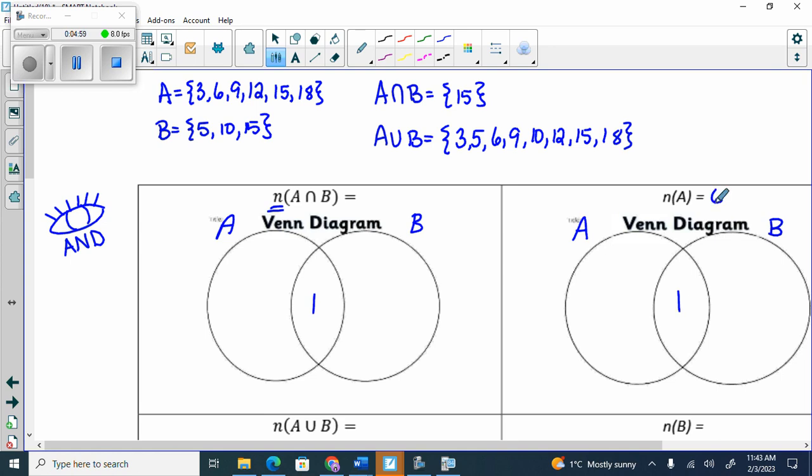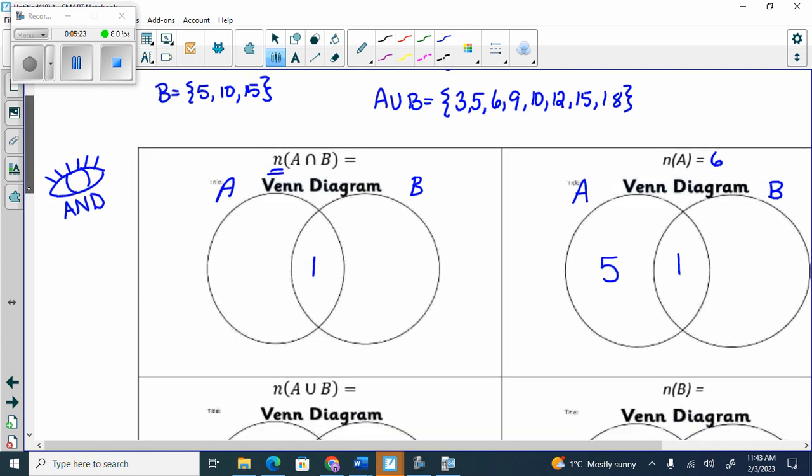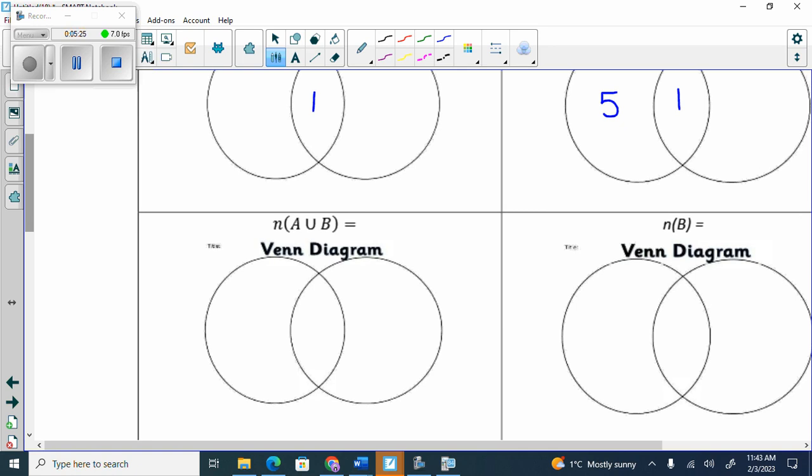In the A circle, how many do I already have in here? 1. So how many are in A only? 5. So we have to do the subtracting, because in that A circle, I should have 6. We agree? I already am counting the number 15. Yes? So there are 5 that are in A only. Okay? So we're going to go here, A and B, 5 and 1.